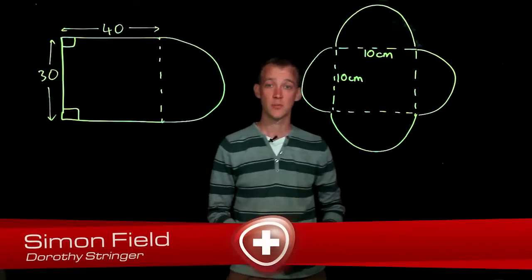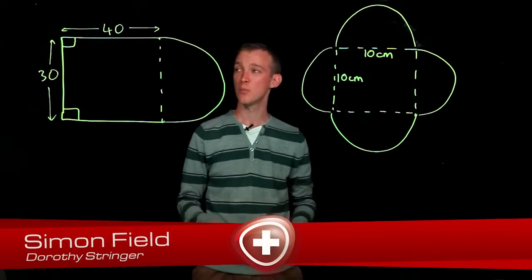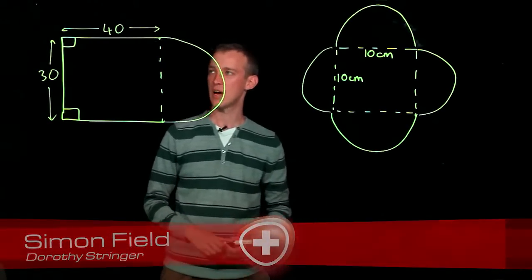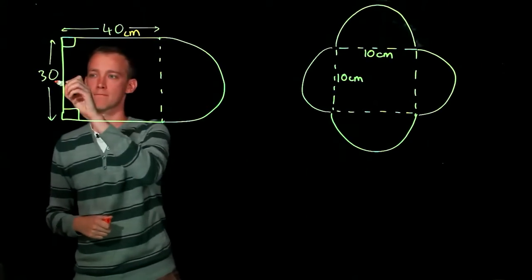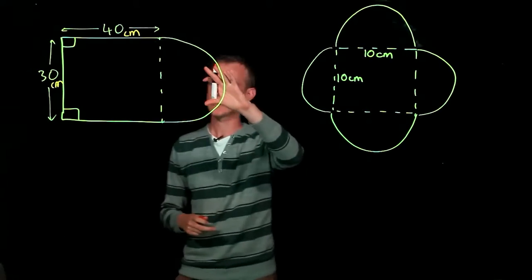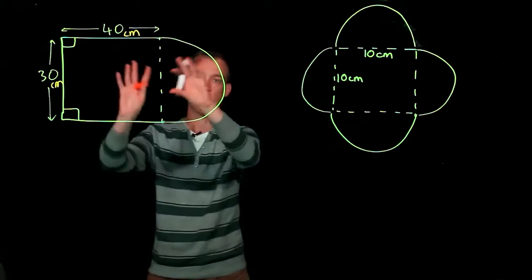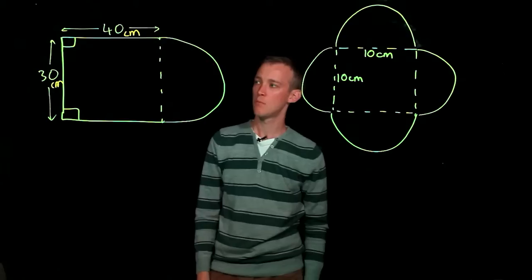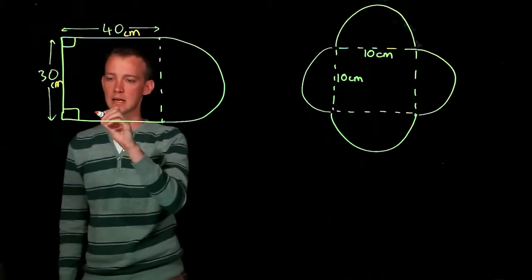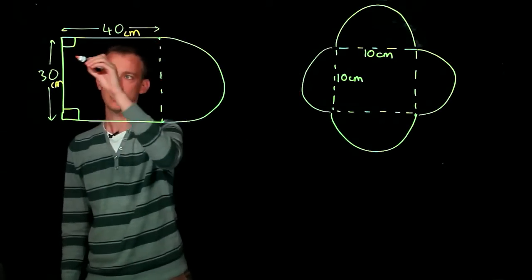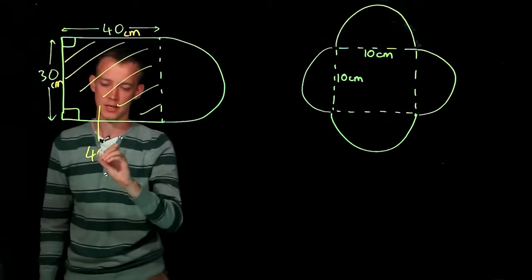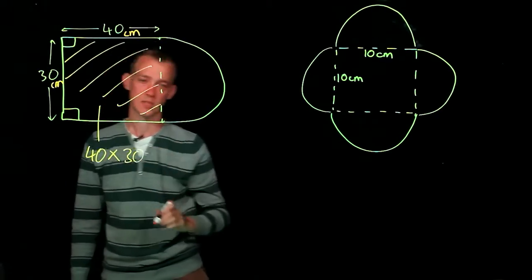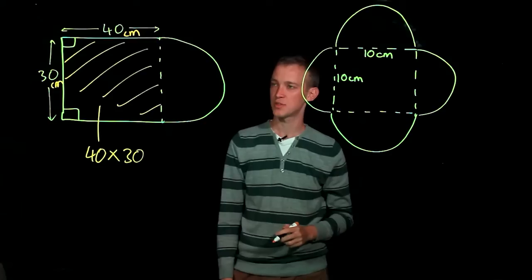In this video, we're going to be looking at finding the area of two composite shapes. Here I have 40 centimetres by 30 centimetres, and I have a semicircle on the end here. So I'm trying to find the area of the whole of this shape. Well, 40 by 30 is going to be quite simple. We know that this rectangle in here is going to be equal to 40 multiplied by 30. That's the area of a rectangle, is length times width.